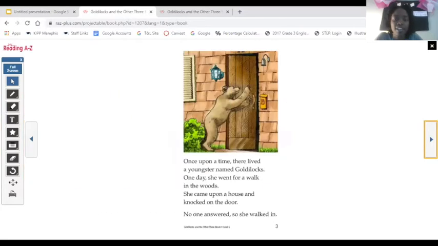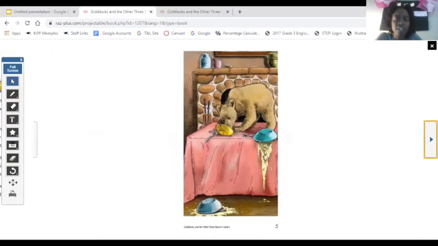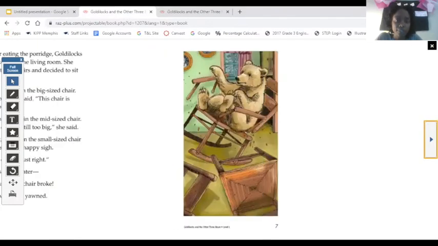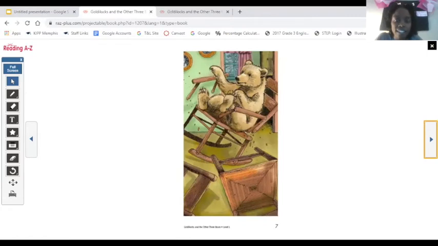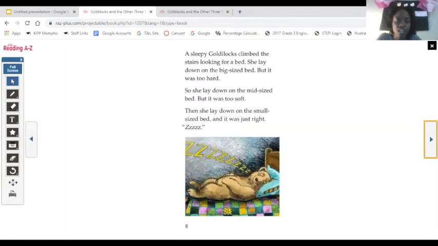All right, I see a bear at the door. That's interesting. There are 3 bowls of porridge. Oh, there's a bear on the table eating porridge. Oh, there's a bear sitting in the chair and the chair is broken. Oh my goodness, the bear is asleep in the bed.